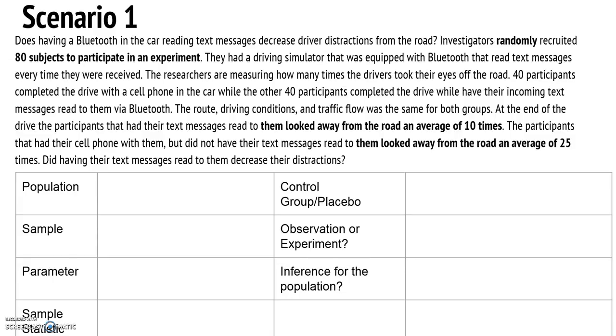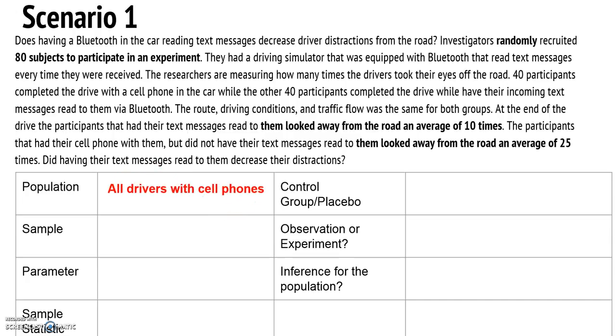40 participants completed the drive with a cell phone in the car, and the other 40 participants completed the drive while having their incoming text messages read to them via Bluetooth. The route, driving conditions, and traffic flow was the same for both groups. At the end of the drive, the participants that had their text messages read to them looked away from the road an average of 10 times. The participants that had their cell phone with them but did not have their text messages read to them looked away from the road an average of 25 times. We want to know, does having their text messages read to them decrease their distractions?